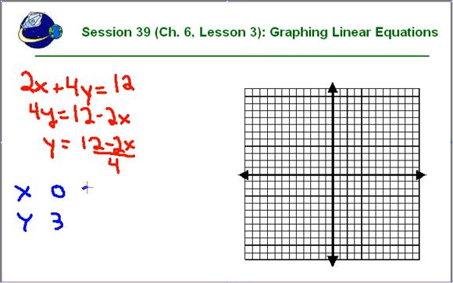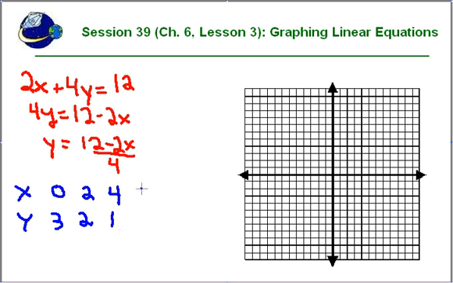What if I make x a 2? Let's plug that into our equation. 2 times 2 is 4. 12 minus 4 is 8. 8 divided by 4 is 2. So when x is 2, y is 2. Let's choose a value now for x equaling 4. Let's put that 4 in there. 4 times 2 is 8. 12 minus the 8 is 4, and 4 divided by 4 is 1. So when x is 4, y is 1.